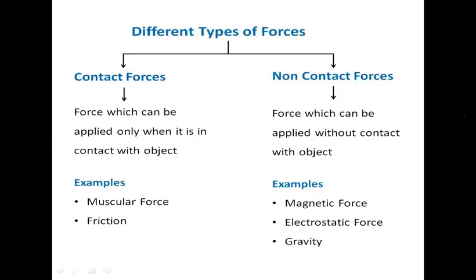And when we talk about non-contact forces, forces which can be applied without contact with an object are called non-contact forces. So we can say in these types of forces, the contact between two objects is not a necessary condition. Examples of non-contact forces include magnetic force, electrostatic force, and gravitational force, or you can say gravity. Let's talk about these examples in detail.